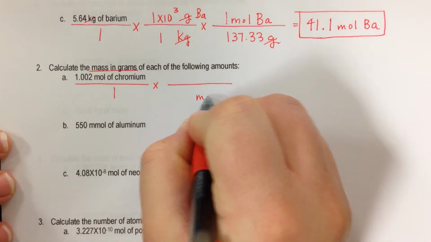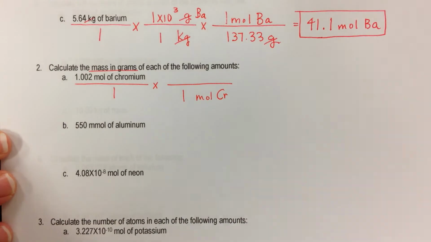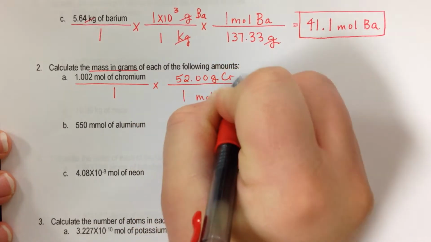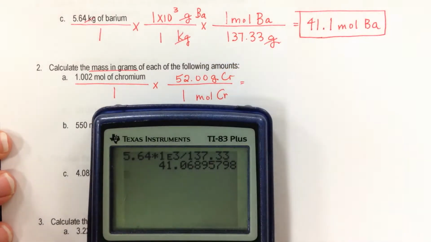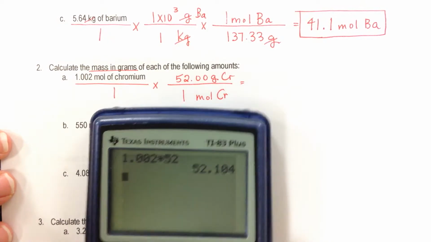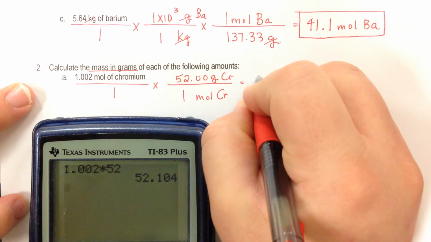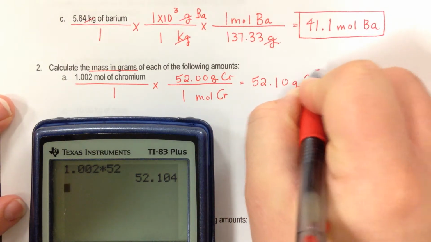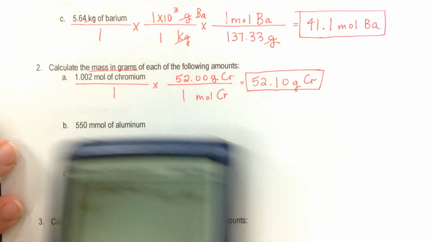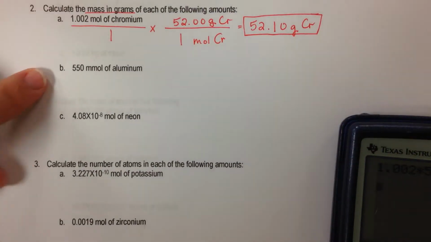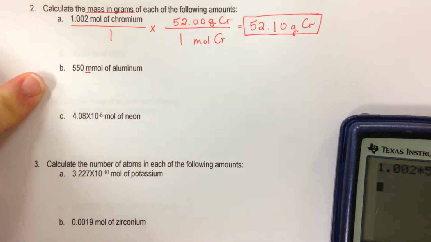okay, I'm going to put moles of chromium. We always know that's going to be 1 mole of chromium. We go to the periodic table, 52 grams of chromium, and since we're in the mass, 1.002 times 52. We need 4 significant figures, so 52.10 grams of chromium. Okay, C is done the exact same way. You're in the unit of mole. I am going to work B for you since this is in millimole.